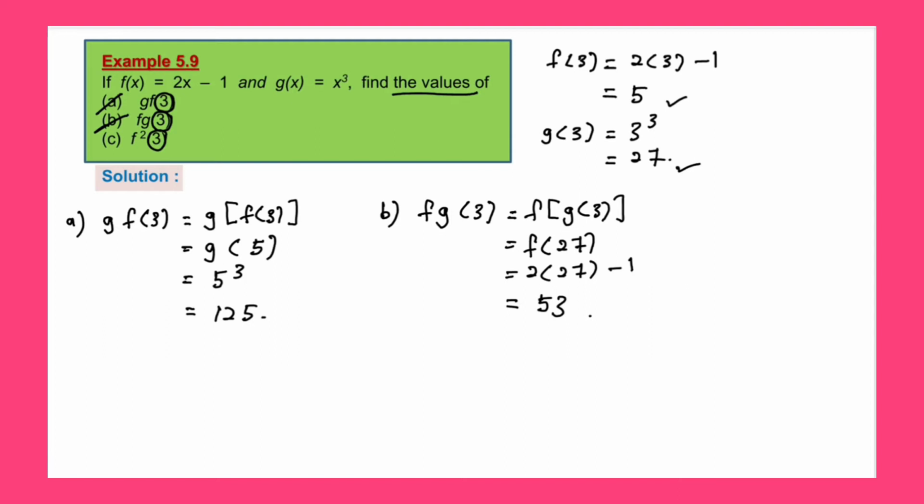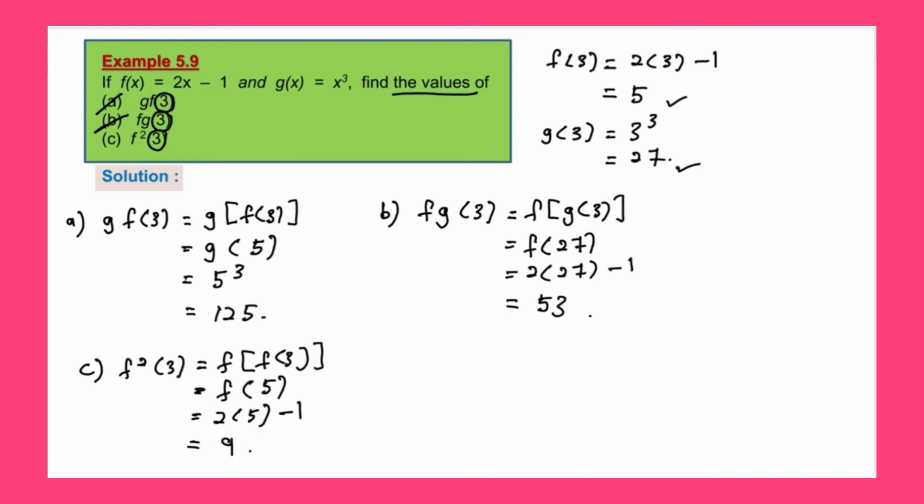Final one is c. We have f squared of 3, and this equals f(f(3)). We know that f(3) is 5, so this is f(5). Then we use 5 as the input for the function f. We should have 2(5) minus 1, and finally it gives the answer 9. Done. Example 5.9.